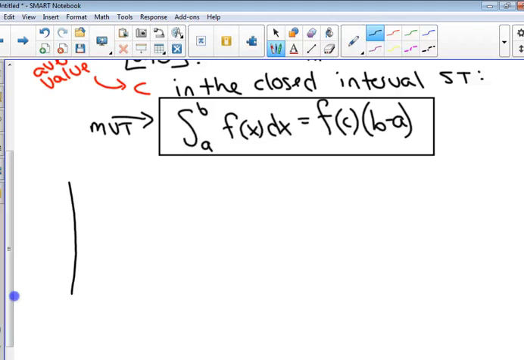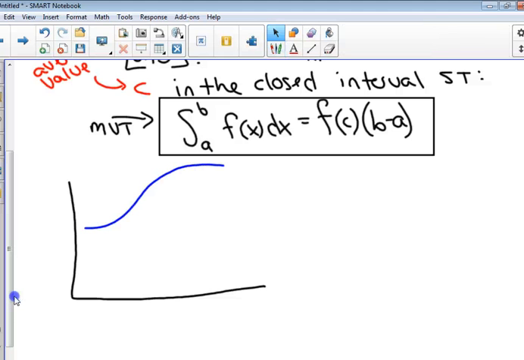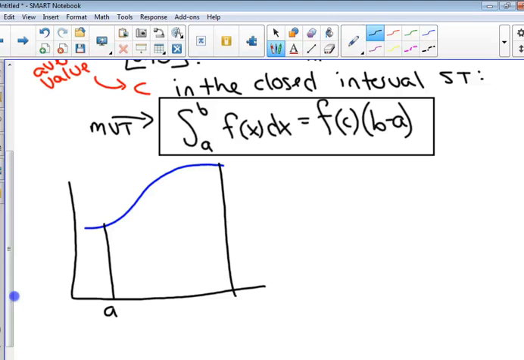So if I give you a picture here, we have some curve f, and we're given this over the interval AB. So I'm just going to close this. Here's the A, here's the B. What the mean value theorem states is that if you calculated the area under the curve, the way we've been doing our definite integrals, we take the antiderivative, plug the B in minus whatever the A is when it's plugged in.